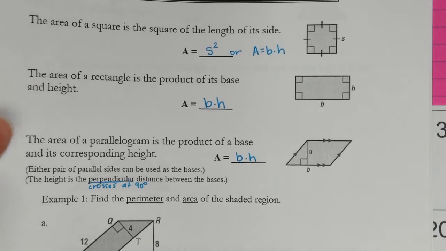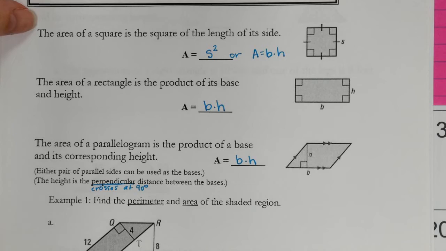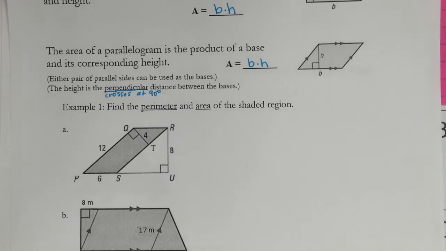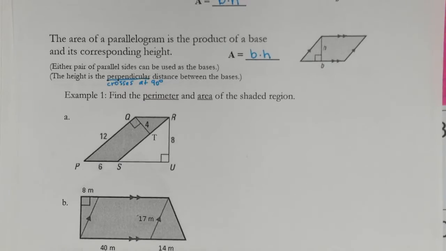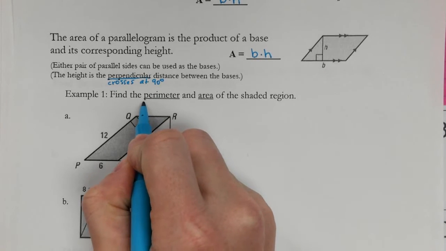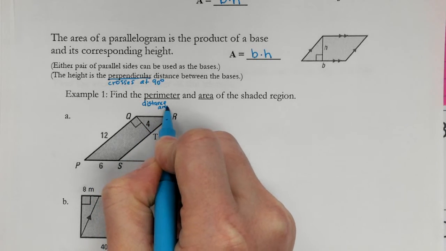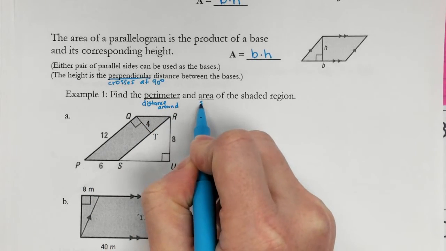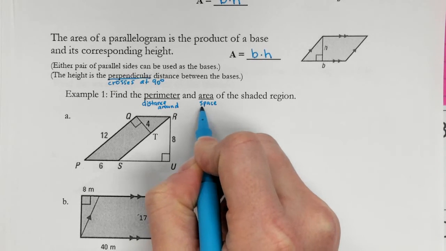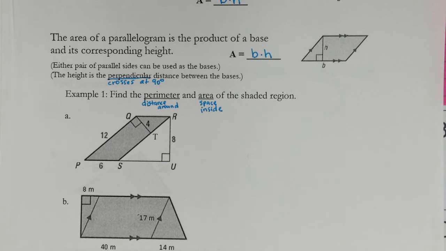All right, we'll do some examples, and then you'll have time to practice on your own. So the first example that we're going to do, or all three of these examples actually, we're going to find perimeter and we're going to find area. Perimeter, remember, is the distance around. And the area is the space inside. So we have two different things. Perimeter, we're just adding all the sides. Area, we're using our formulas.